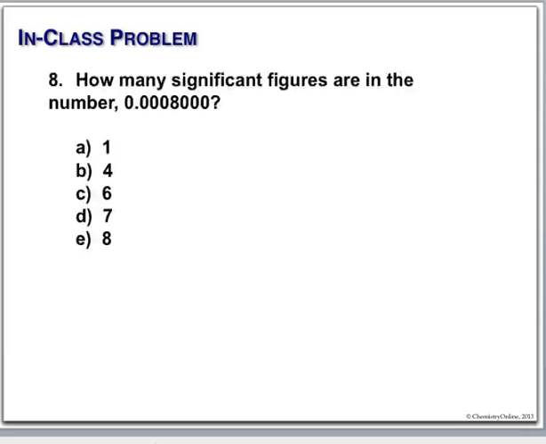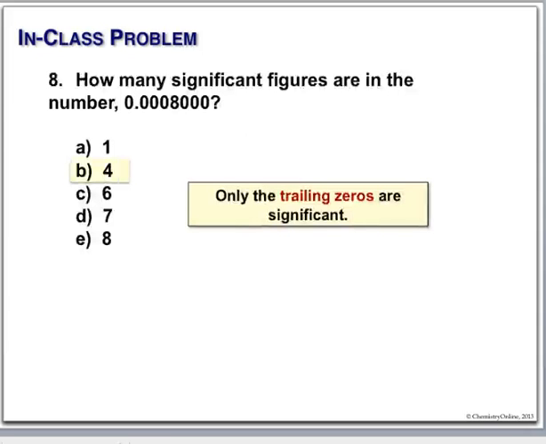Wow, talk about a simple problem. Everyone sits back and says, I sure hope there's a lot of those on the test. Right? Okay, how many significant figures here? It has a decimal point. We ignore all the leading zeros. We have 1, 2, 3, 4. Only the trailing zeros count.